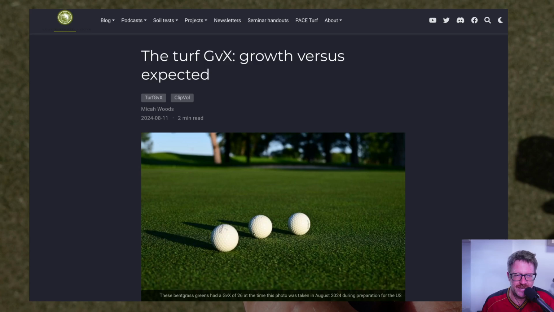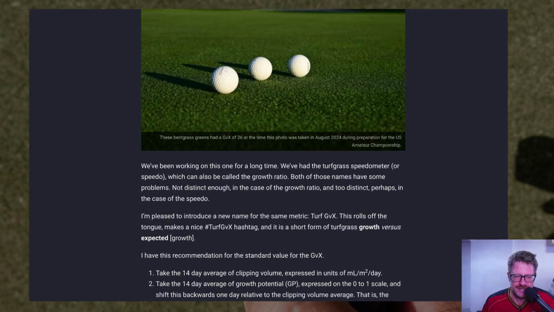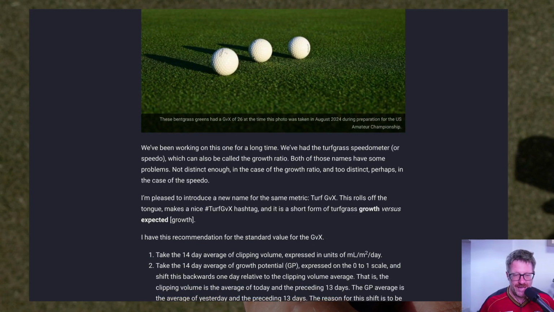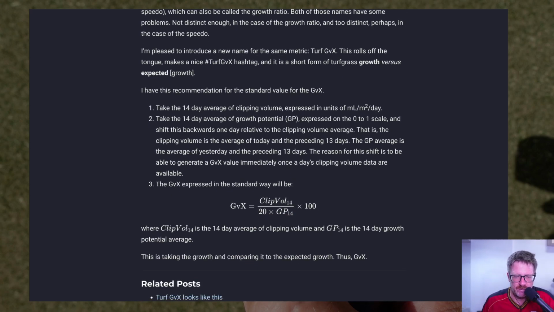It turns out to be a really useful tool, and in this blog post, which is a short 2-minute read, I said that it is a new name for the growth ratio. It is the Turf GvX, and I wrote, and I quote here, "I'm pleased to introduce a new name for the same metric, Turf GvX. This rolls off the tongue, makes a nice Turf GvX hashtag, and it is a short form of turfgrass growth versus expected." And I put the equation in there, and I put a number of links.